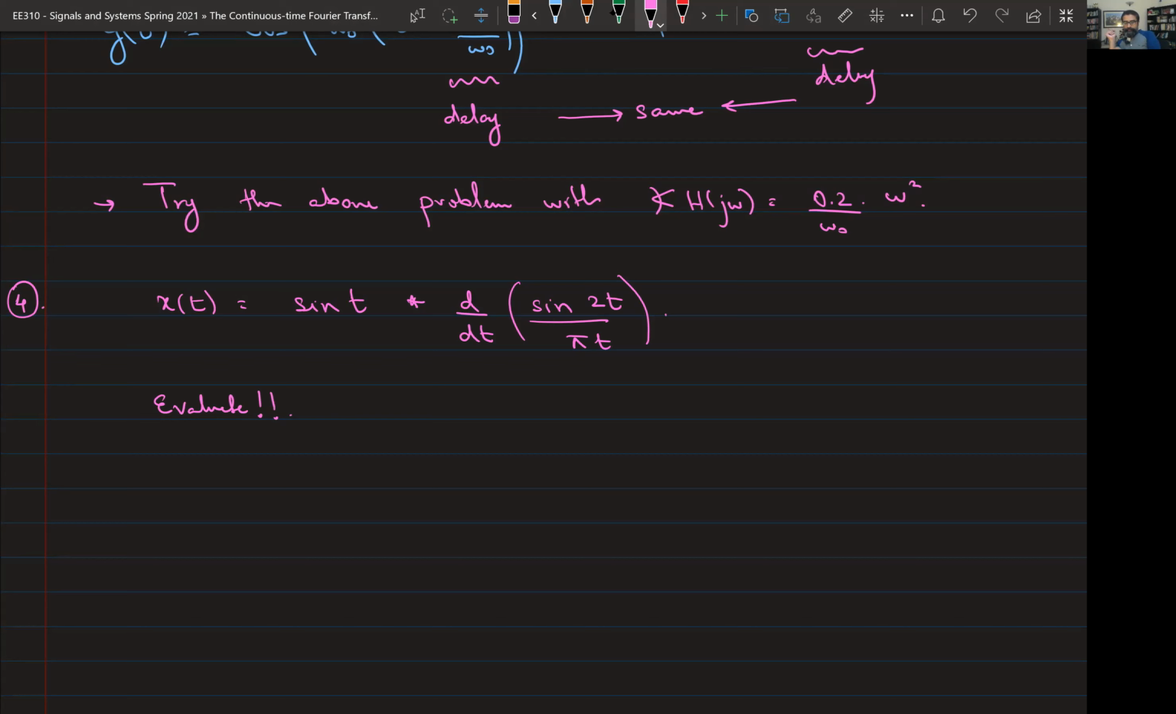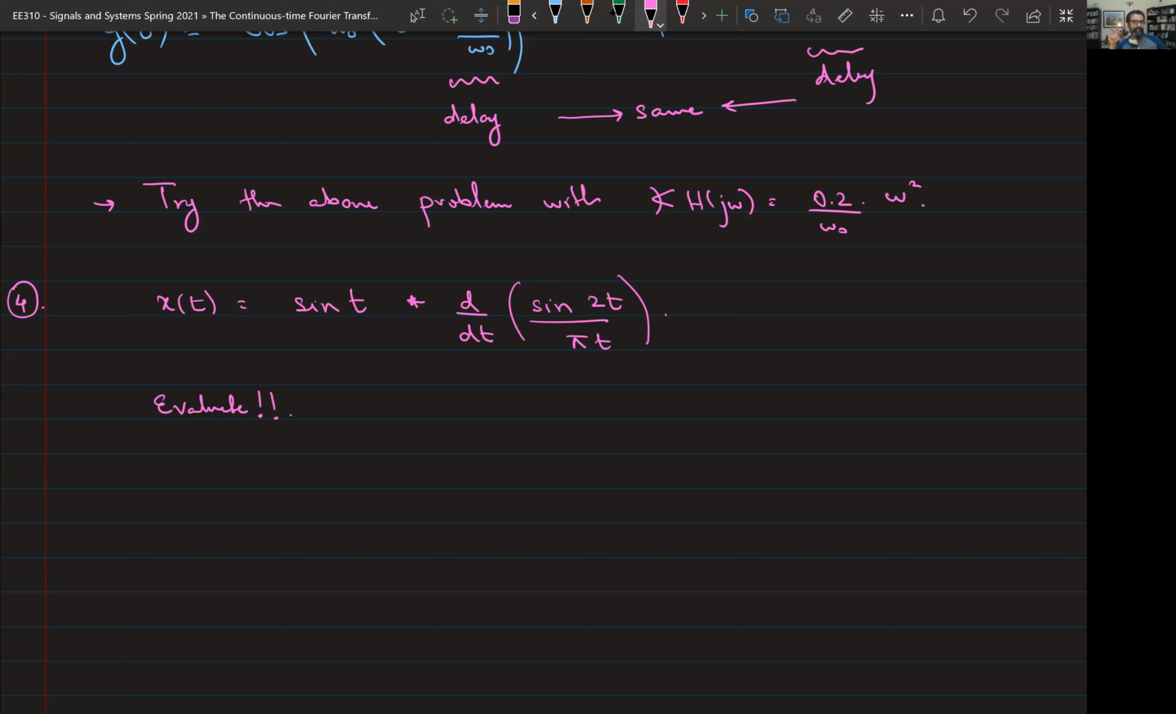So what do you do? What do you think? If you start doing the convolution in the time domain, you're going to run into a lot of trouble, right? The first thing is you need to differentiate sine 2t divided by pi t. I mean, how do you do that? That's going to be extremely hard, right? So the trick to this is to go into the frequency domain and analyze this in the frequency domain, right?